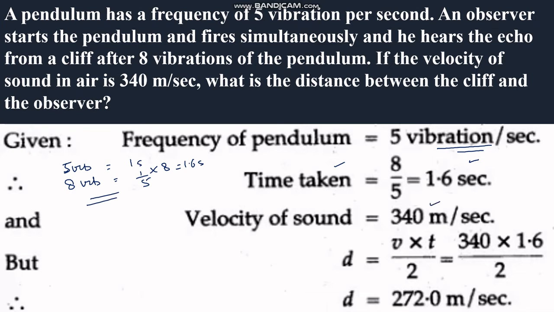The velocity is given 340. So distance we all know will be given by velocity into time upon 2. So just substitute the values. 340 into 1.6 divided by 2. That gives you 272.0. Here the unit will be only meter. It is not going to be per second. So you have distance as 272 meters.